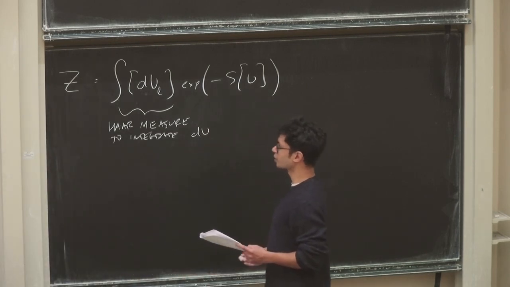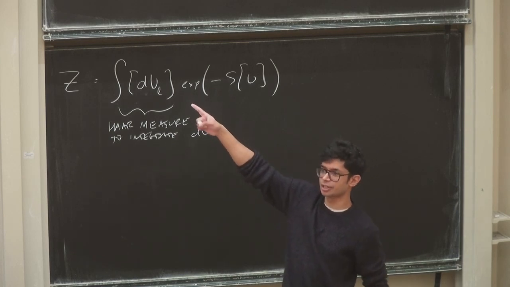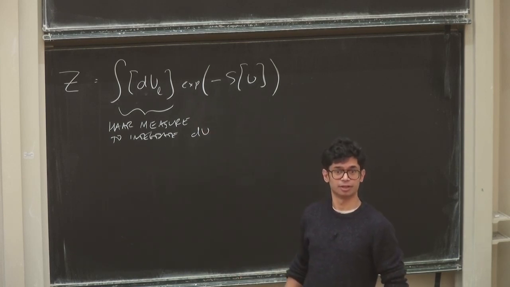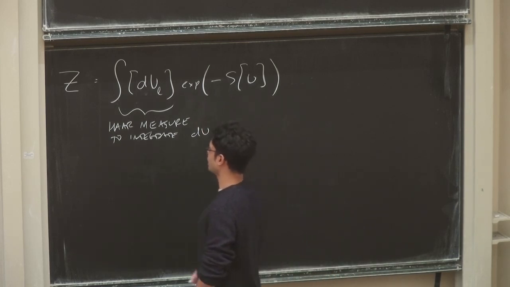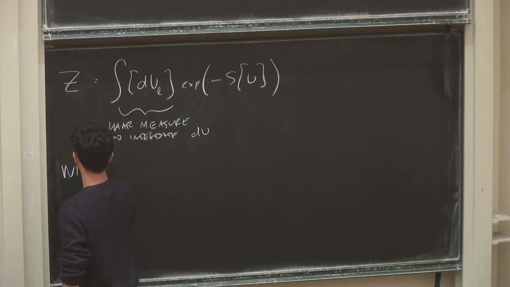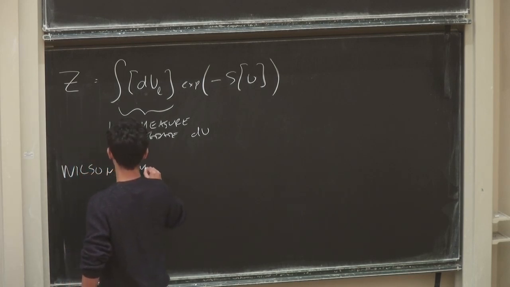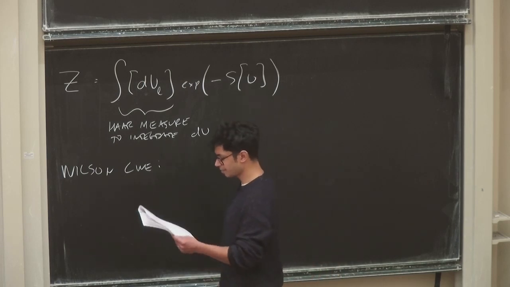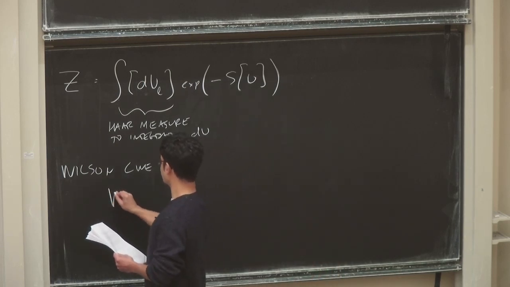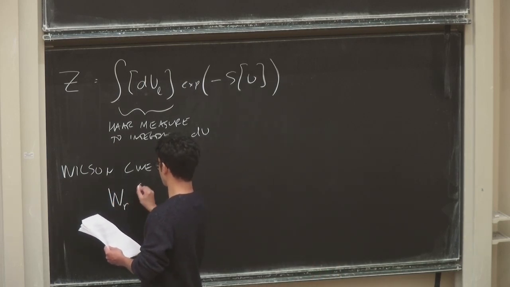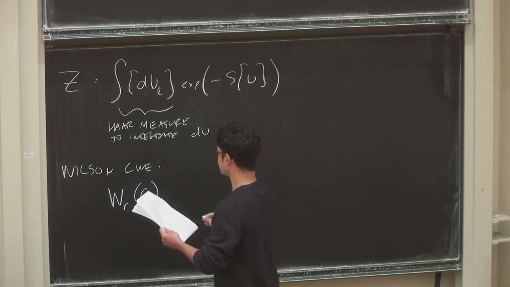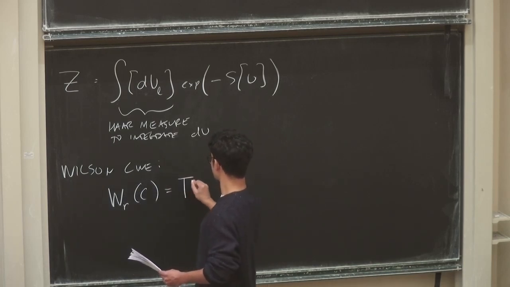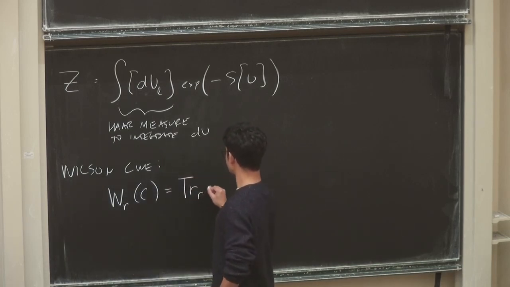And what we're going to do is construct all the objects that we did in the continuum on the lattice. So first, the Wilson line. The Wilson line is defined on some curve C. So the Wilson line in some representation R is really just what you think it's going to be. It is the trace in that representation.